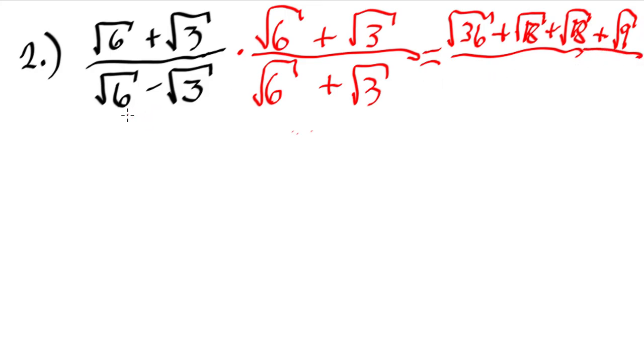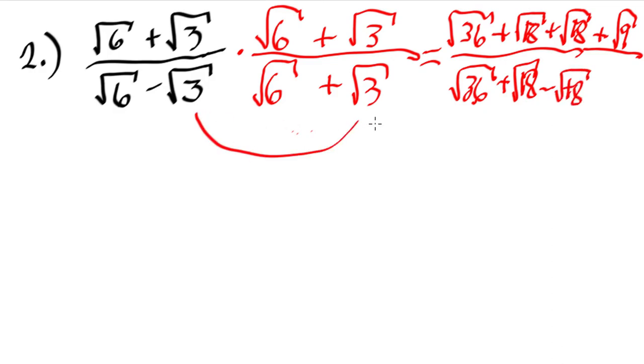Now for the denominator, FOIL. First, square root of 6 times square root of 6 gives us square root of 36. Outer, square root of 6 times positive square root of 3 gives us positive square root of 18. Inner, negative square root of 3 times square root of 6 gives us minus square root of 18. And last, negative square root of 3 times positive square root of 3 gives us negative square root of 9.